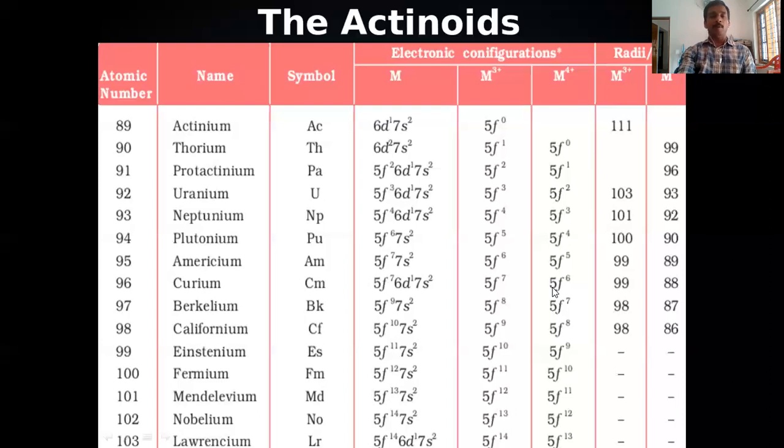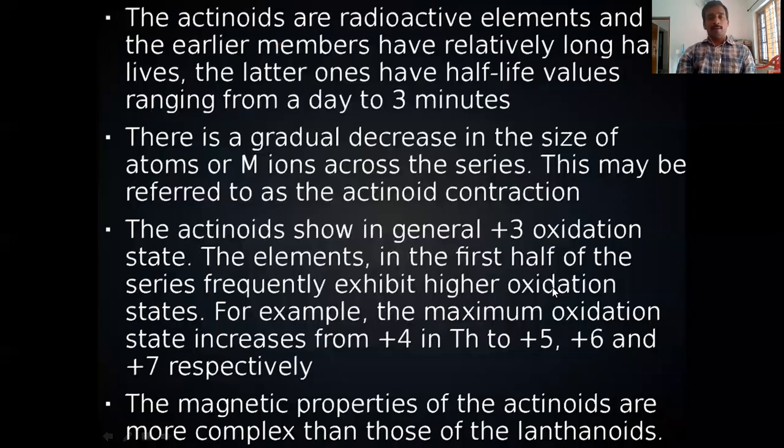Now we can see some of the important properties of actinides. The actinides or actinoids are radioactive elements, I already mentioned, and their half-life periods are comparatively higher for the first members, earlier members, and the half-life period decreases as we move to transuranium elements because they are synthesized and unstable, and their half-life periods range from, you can see, a day to 3 minutes.